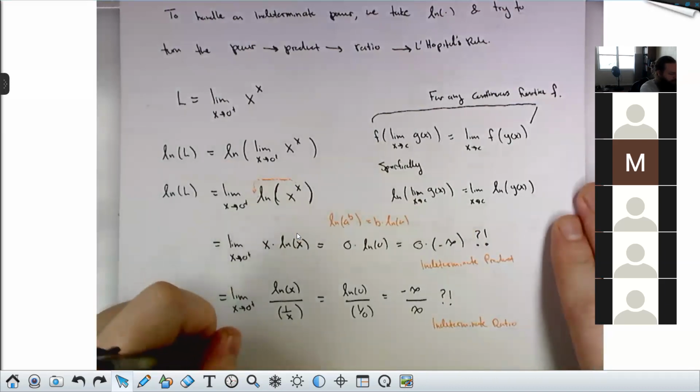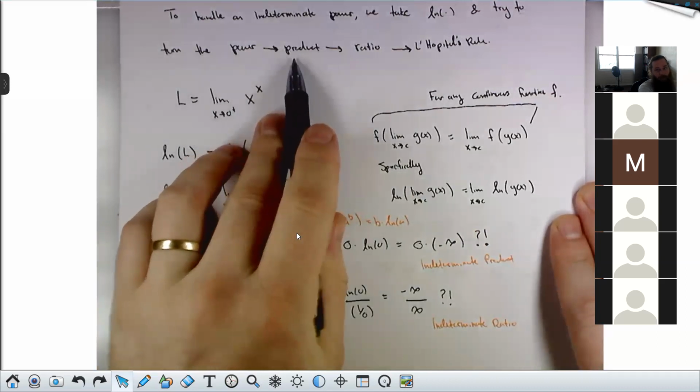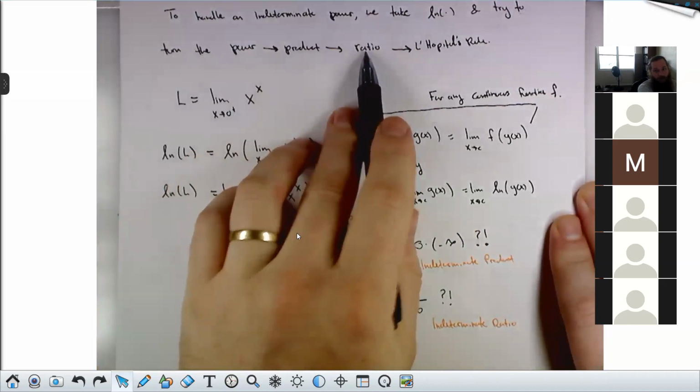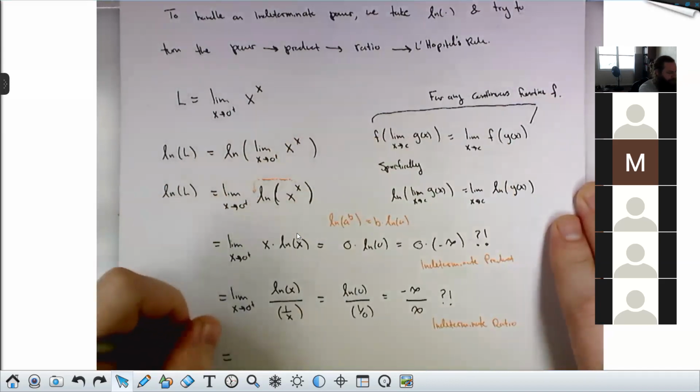So now I'm good, right? We've gone from an indeterminate power to an indeterminate product, from an indeterminate product to an indeterminate ratio. Now I can apply L'Hopital's rule. How is 1 over 0 infinity?